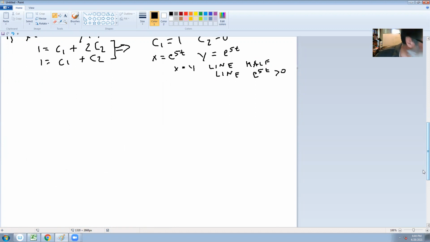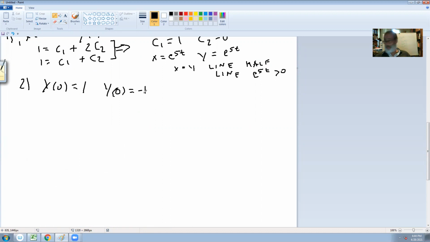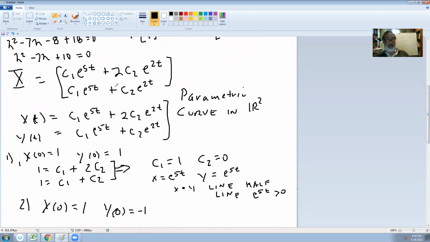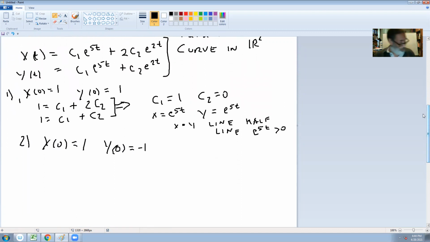let's say we had an initial condition instead. So let's do this initial condition here. Suppose instead we had x of 0 is 1, y of 0 is negative 1. Well, let's remember, in case we already forgot, this is what we're plugging into, right? Well, we're going to solve for the C1 and C2.